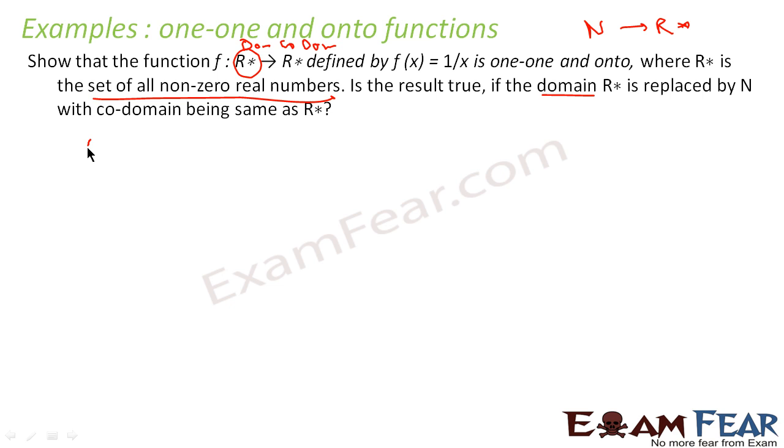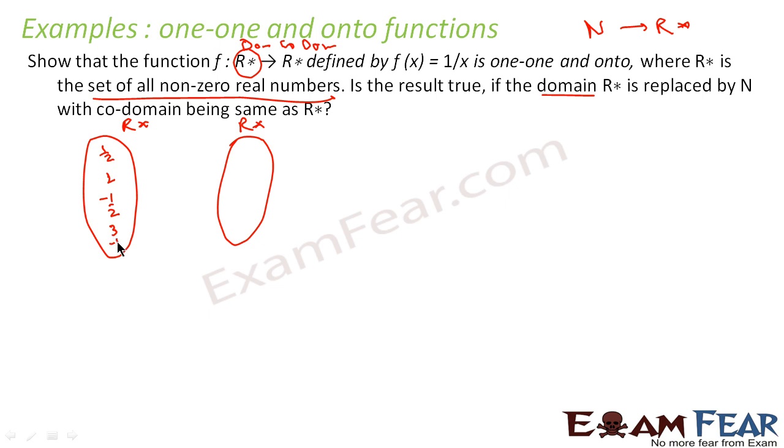So now let's draw this pattern here. This is from R star to R star. R star is nothing but the set of all non-zero real numbers, so it can be any real number that is non-zero. I can take 1 by 2, I can take 1, I can take minus 1 by 2, I can take 3, minus 1 by 3, any number I can take.